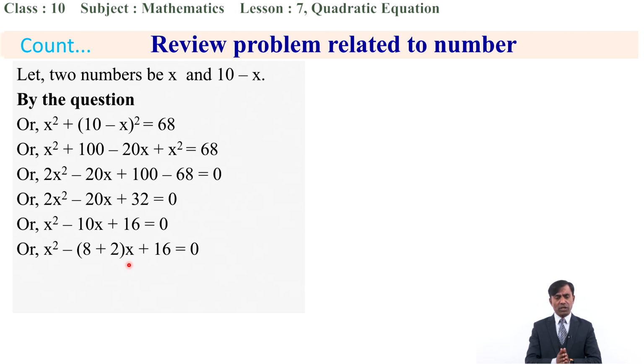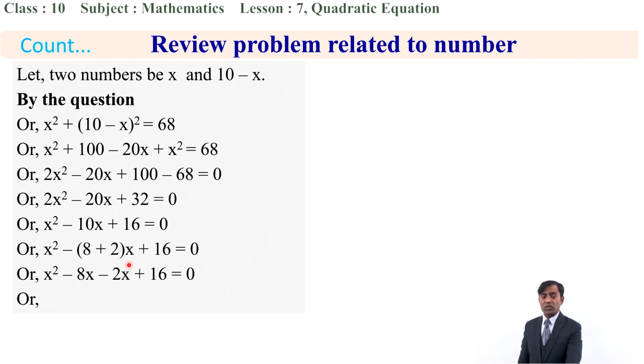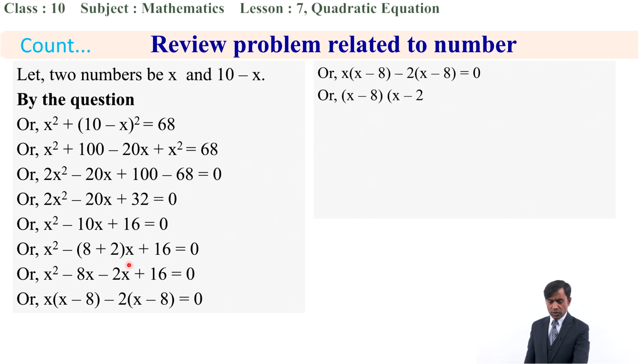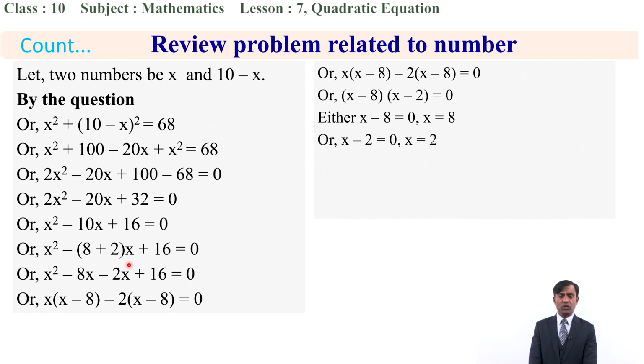The sum of the two numbers is 10 and their product is 16. They are 8 and 2. So 8 plus 2. Okay, just by simplifying, I hope you can solve it, and then let's find the values of x. One value of x is 8 and the other value of x is 2.